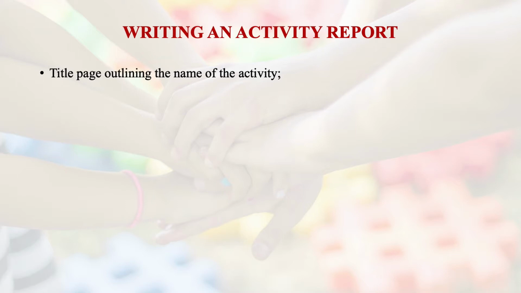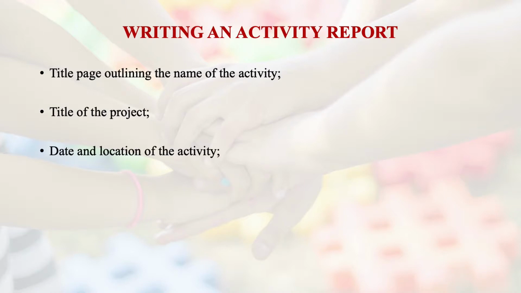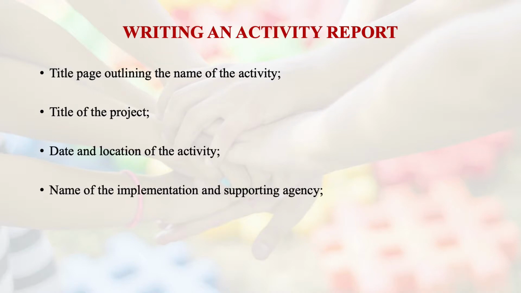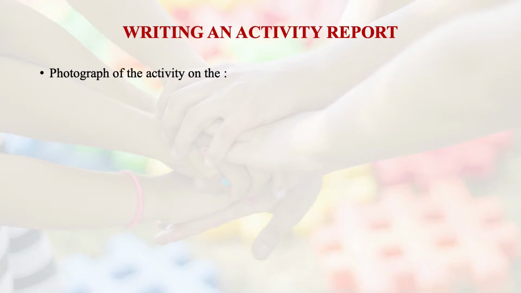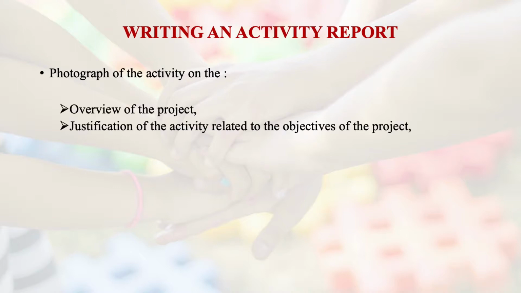In an activity report, the title page should outline the name of the activity. The title of the project is there, the date and location of the activity, the name of the implementation and supporting agency, a photograph of the activity, an overview of the project, and a justification of the activity related to the objectives of the project. It should have very simple and concise language. That is very important to understand.